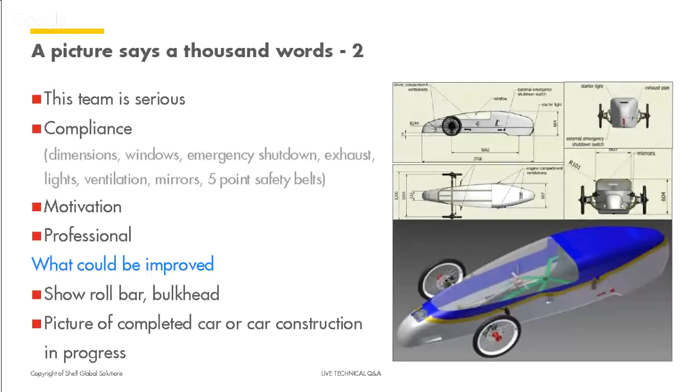So if you see this picture where we have teams with more detail showing the dimensions, the windows, the shutdown systems, the safety belts, the mirrors, etc. It shows us that they are trying to follow the rules, and I'm more convinced that they are actually applying the concepts in the rules. Okay, so it's still not perfect. Perhaps they could show other pictures which show the roll bar or the bulkhead, or the car under construction.